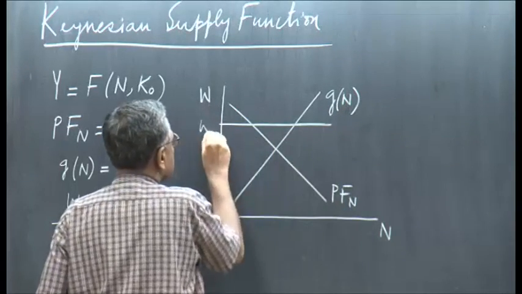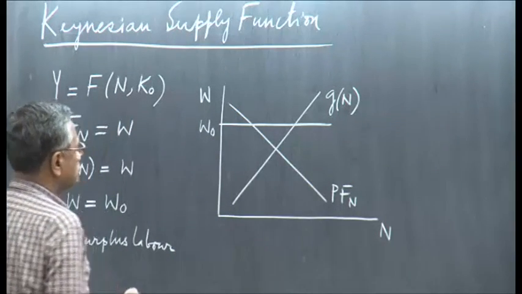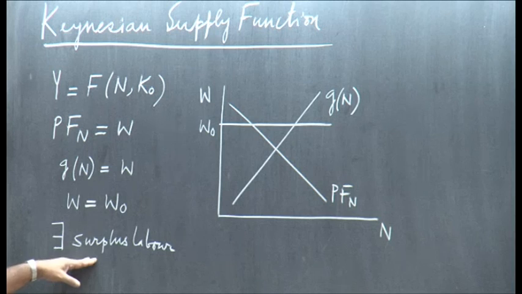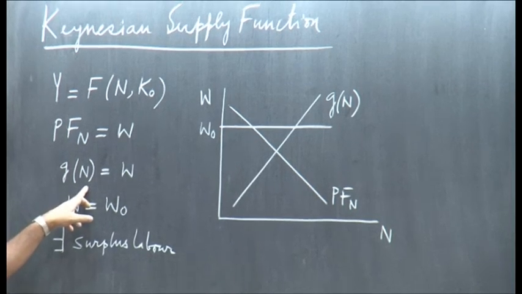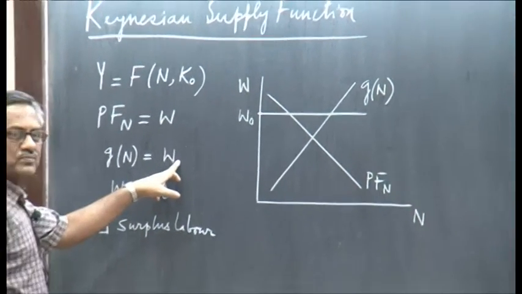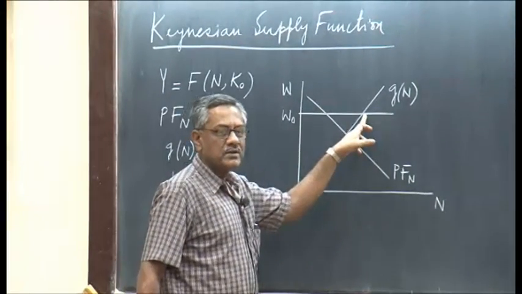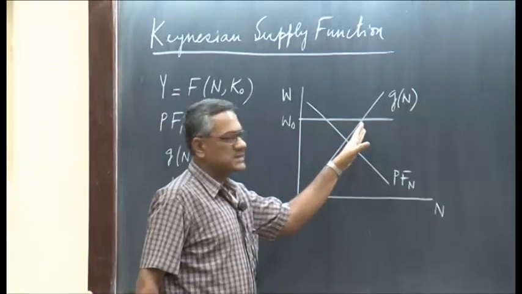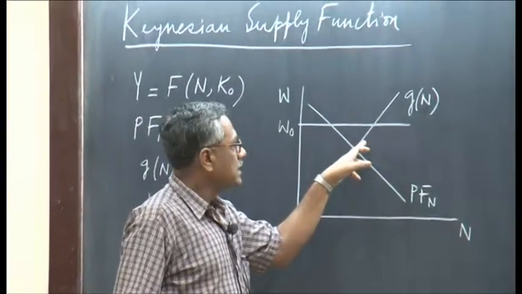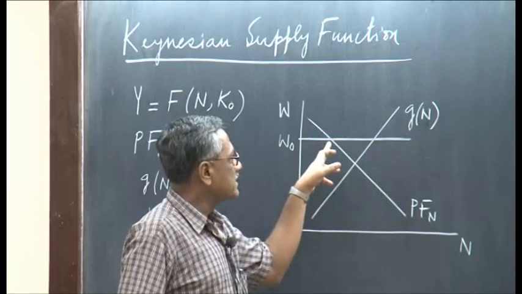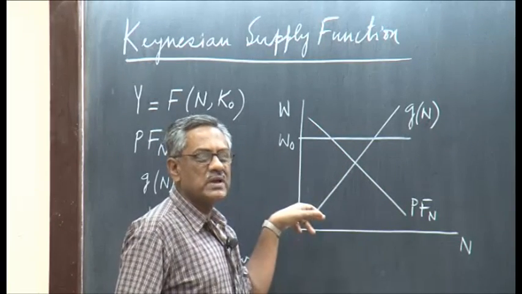The wage rate is here. So, if there is surplus labor, what will the labor supply function determine at W naught? The amount that is supplied. From the point of view of surplus labor, if there is excess supply, then the short side of the market would determine employment.